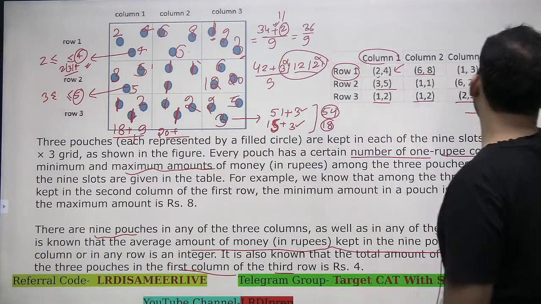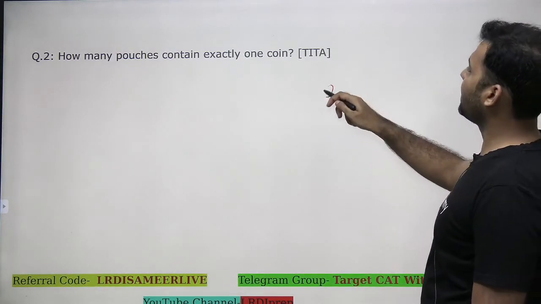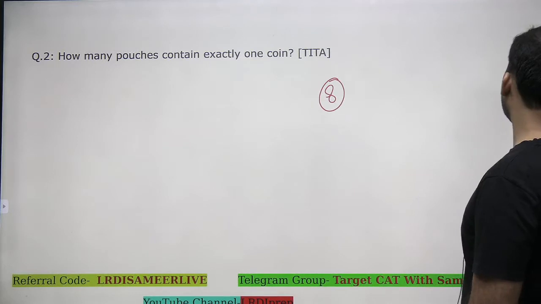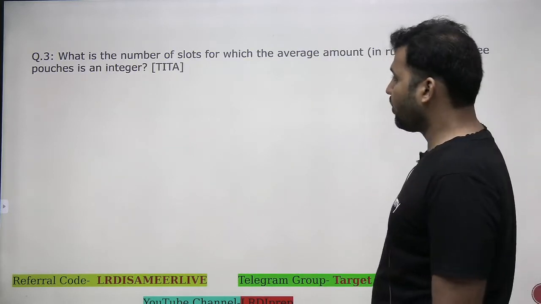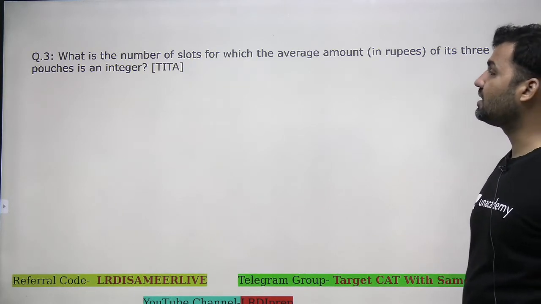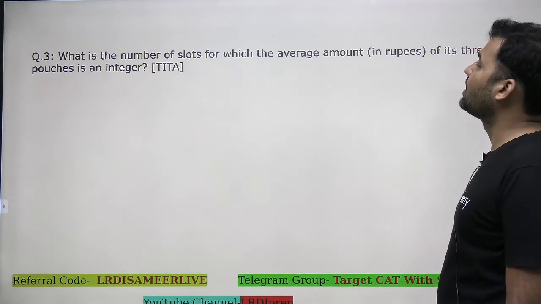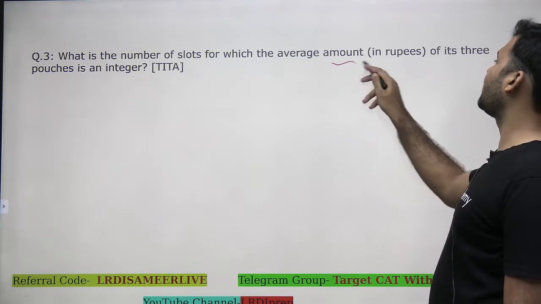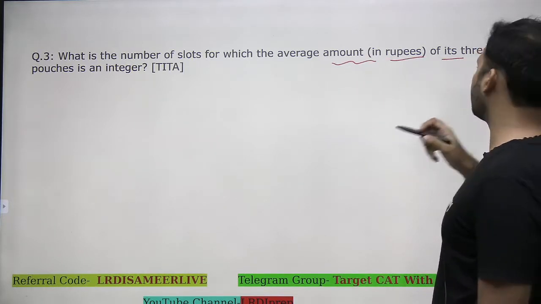So total number of pouches which contain exactly 1 coin are 8. So the answer to the question is 8. What is the number of slots for which the average amount in rupees of its 3 pouches is an integer?